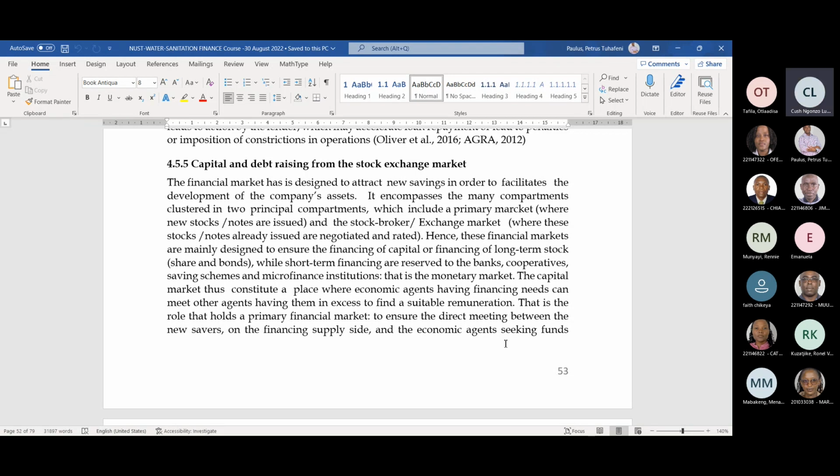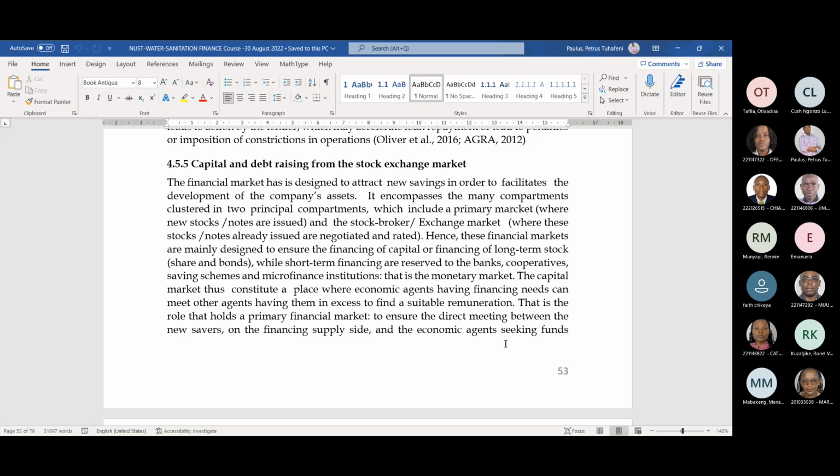For your information, the financial market at that international level has two compartments. The first one is the primary market, where the stocks and notes are issued. You are not exchanging the stocks there. You are not bargaining there. It is the issuance of shares and bonds. Then once they are issued, they go to the second compartment, the stock exchange market, where they can now be negotiated using a broker. A broker will be there to link those who are in need of finance and those who have finance. So he will be in between them and help them to get money.